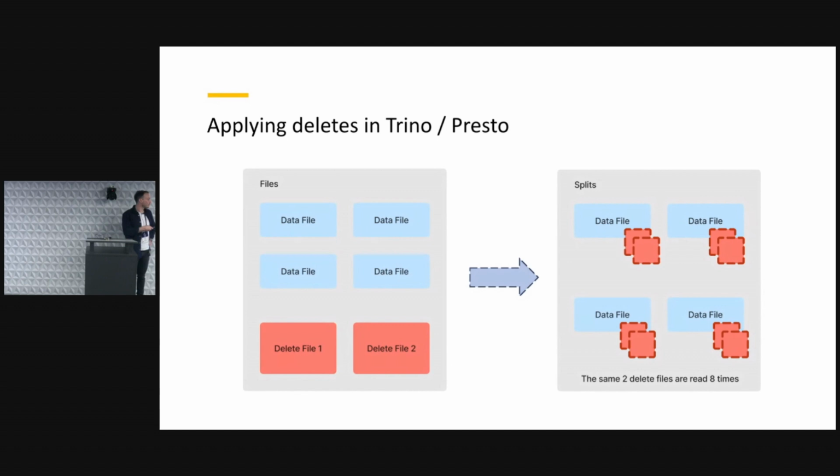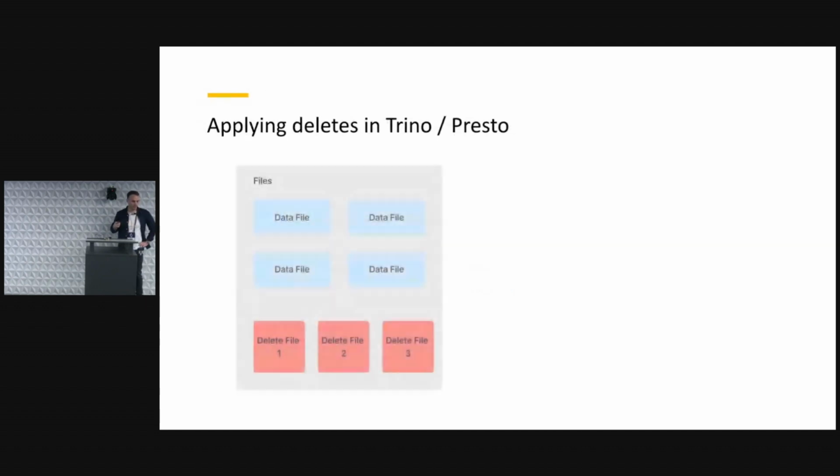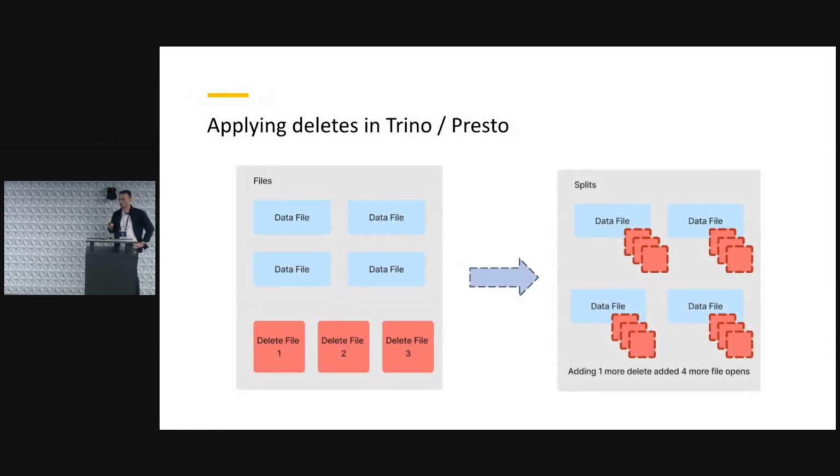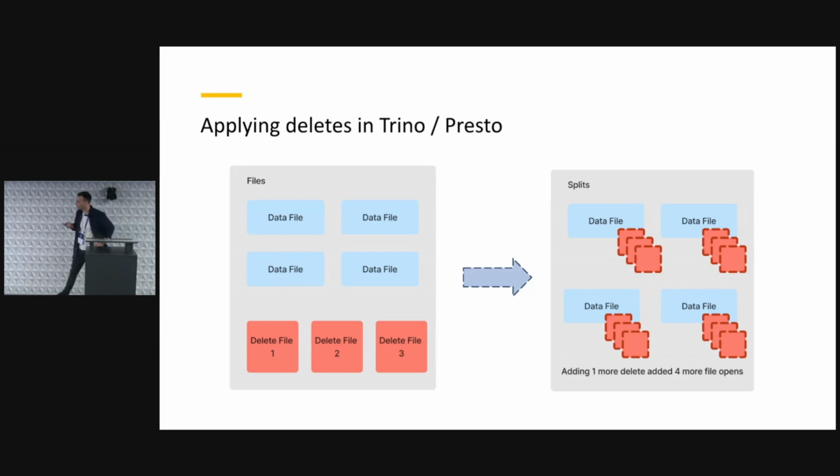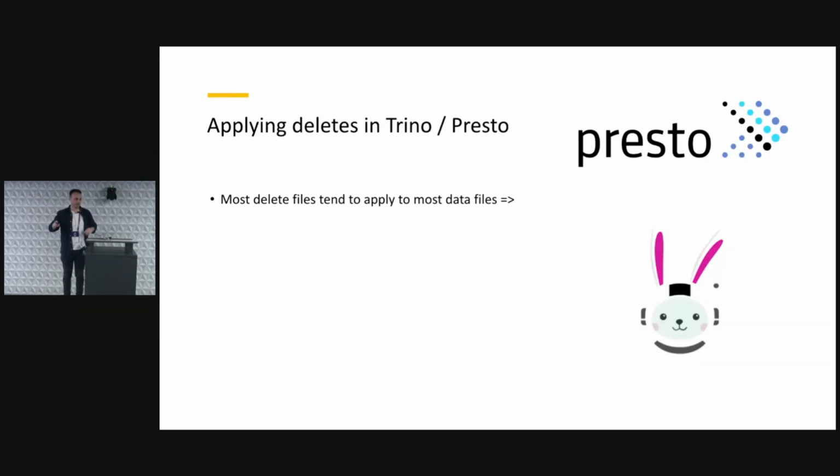It becomes a lot worse if you just add 1 more delete file. Now that delete file is distributed across all the splits, and you get 4 more file opens for 1 more file. If we think about that a little deeper for streaming use cases, most delete files are going to apply to most of your data files. That means every delete file is going to be read in every split.